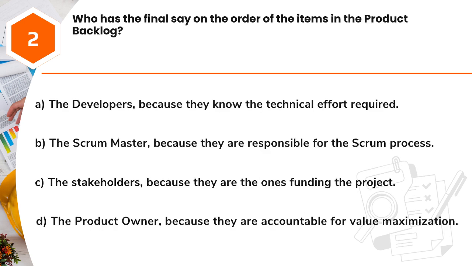Question 2. Who has the final say on the order of the items in the product backlog? A. The developers, because they know the technical effort required. B. The Scrum Master, because they are responsible for the Scrum process. C. The stakeholders, because they are the ones funding the project. D. The product owner, because they are accountable for value maximization.